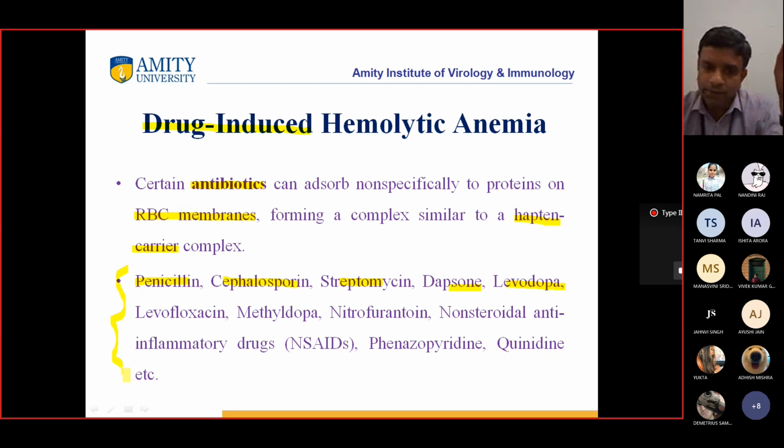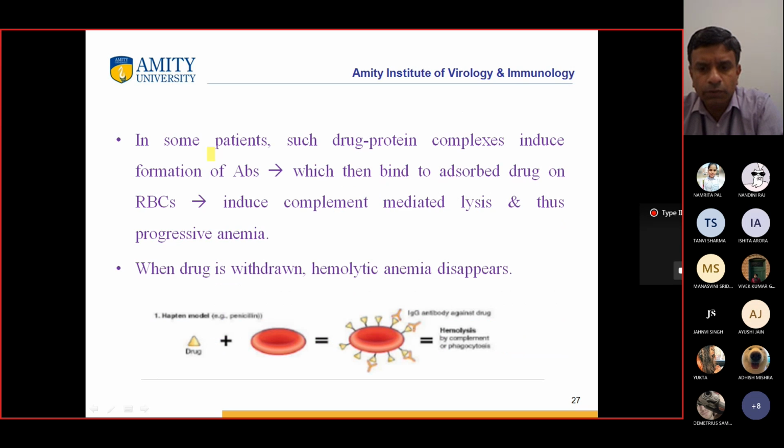The mechanism remains the same as what we saw last time. In some patients, these drug protein complexes induce formation of antibodies. These antibodies then bind and adsorb drug on the RBC, and when this happens, it induces complement mediated lysis, and thus there will be anemia. When the drug is withdrawn, hemolytic anemia disappears.